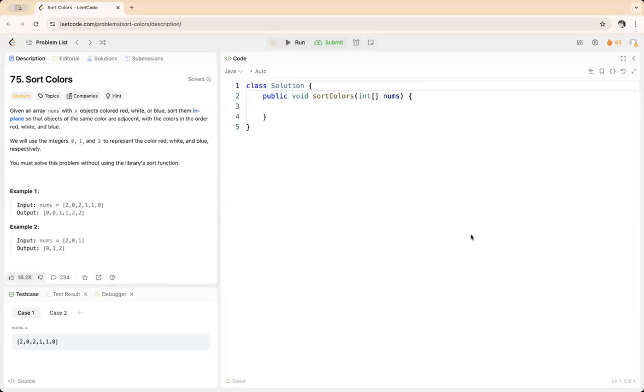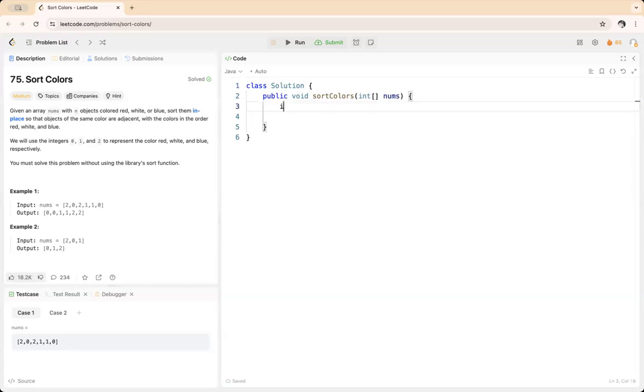So we need to sort the content of this array, which can contain only three elements, not more than three elements, so that all zeros come before all ones, which come before all twos. So how to do this? Basically, we want to segregate this array in three parts. And how can we sort this array?